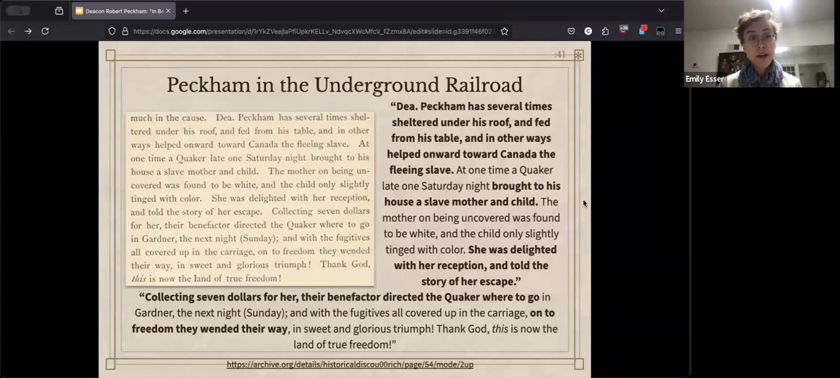So, returning again to the trusty 125th. Peckham and the Underground Railroad. Deacon Peckham has several times sheltered under his roof and fed from his table, and in other ways helped onward toward Canada, the fleeing slave.